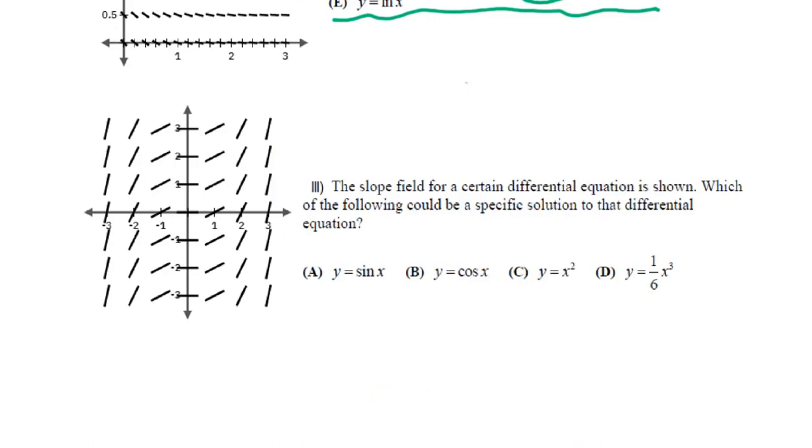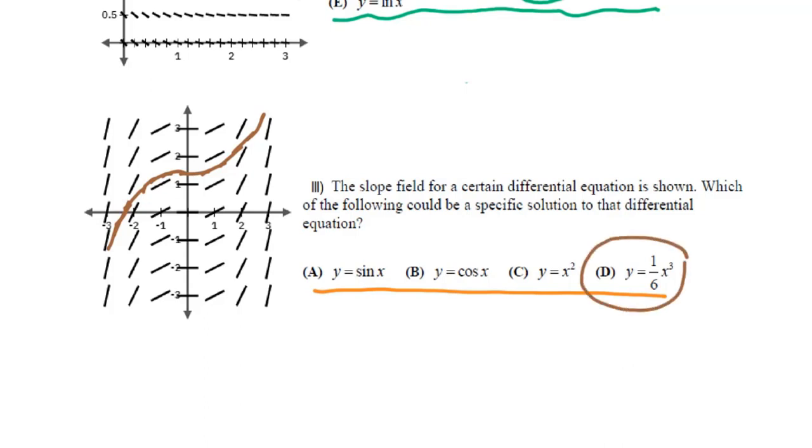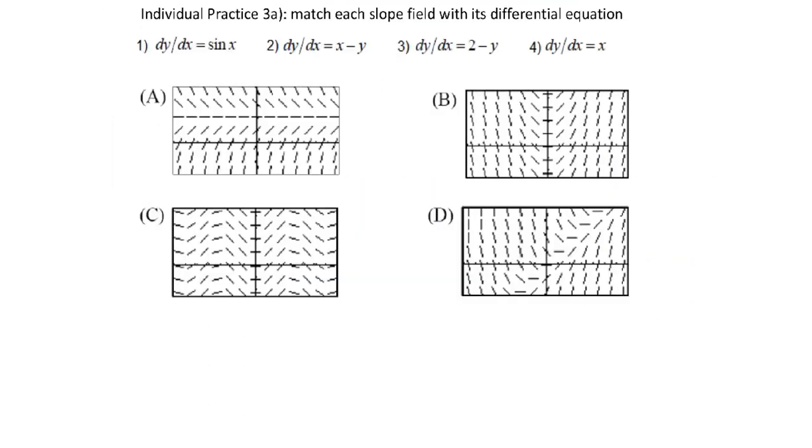For number 3, this is still given the original function. Then you need to check the graph pattern. See, like this. Therefore, the graph will be this one, y equals 1 over 6 x to the third power, because this is a cubic function pattern. Therefore, the answer is D.